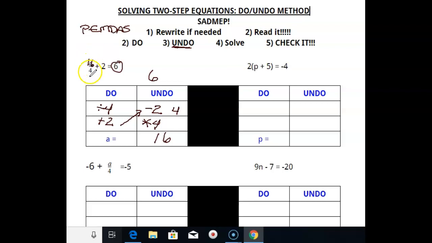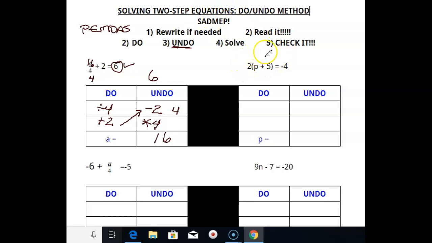16 divided by 4 is 4. 4 plus 2 is 6. Yep, it worked. This is where I really want to stress the fact of what PEMDAS says so that you can undo it with SADMAP.